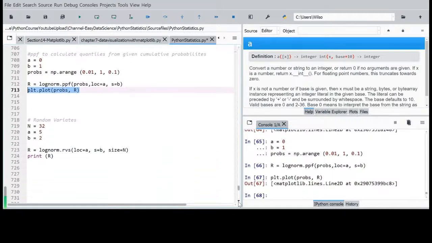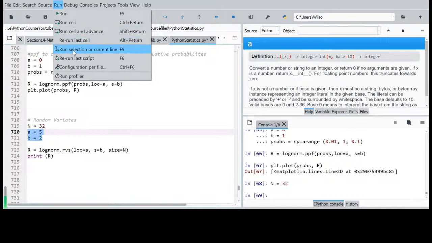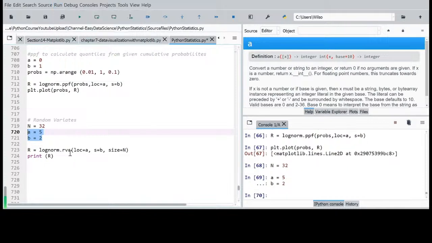The last function we have to introduce is the random number generator. So we want to generate lognormal random numbers, 32 such random numbers. So we create n equals 32, a and b. This time we set a is 5, b is 2. We can use lognorm's rvs function. Set the location a, shape as b, size is n. The size is how many random numbers we want to generate.